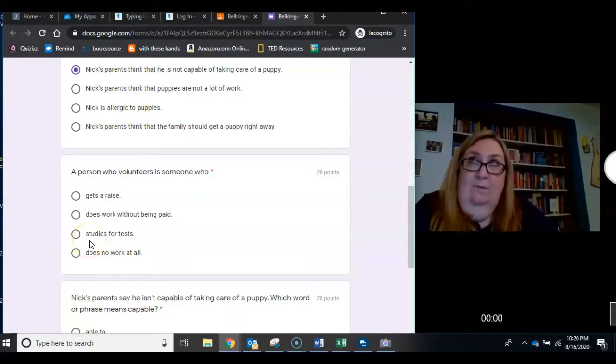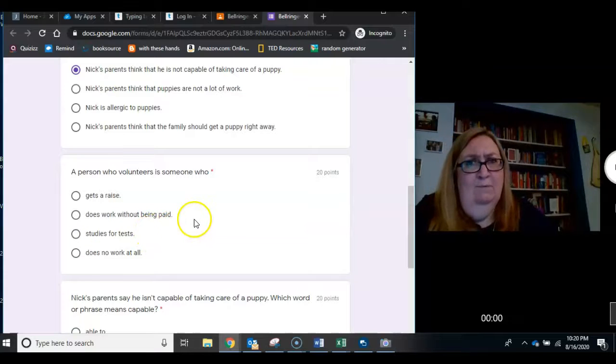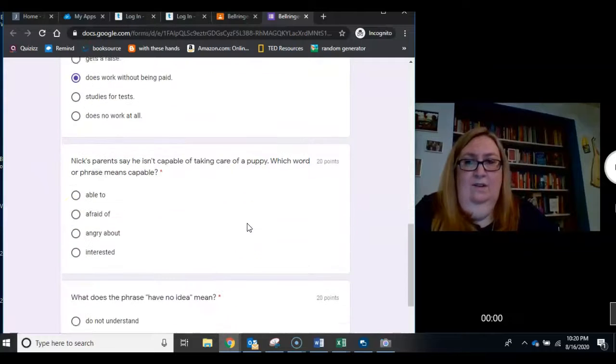Is he volunteering at an animal shelter? Does that mean he's studying for a test? No. Volunteering at an animal shelter. Does that mean he does no work at all? Well, he's not just going to go hang out at the animal shelter and do nothing. He's going to work. He's doing that work without being paid. I'm going to choose that answer.